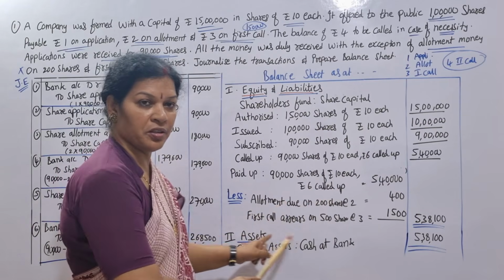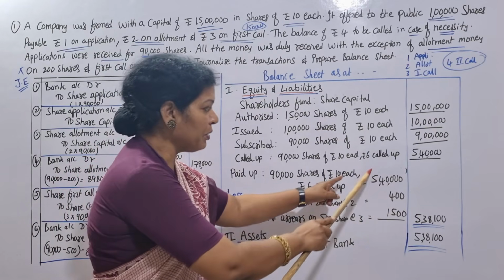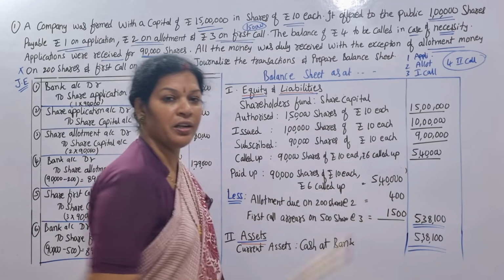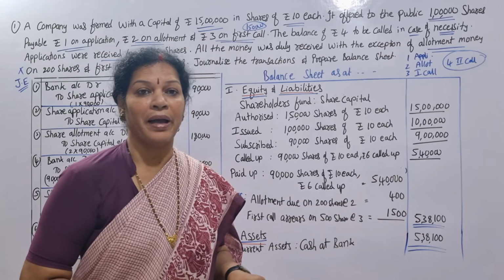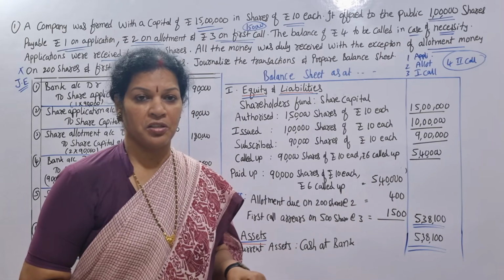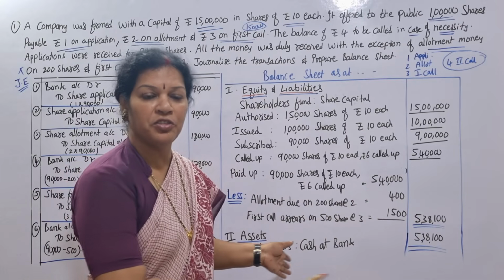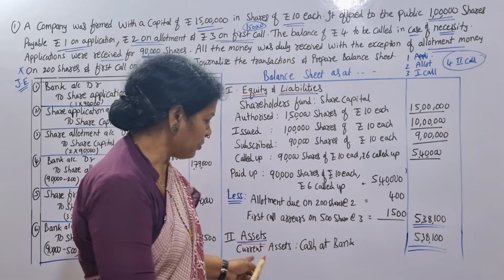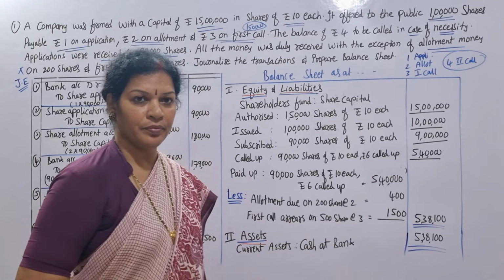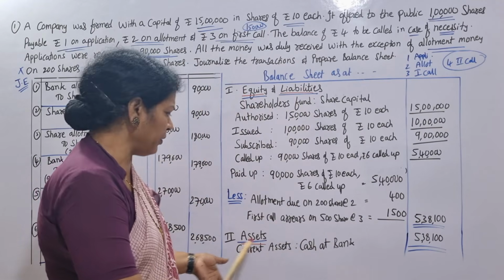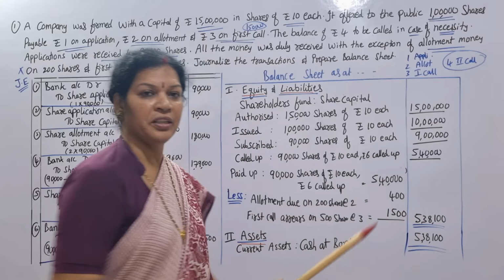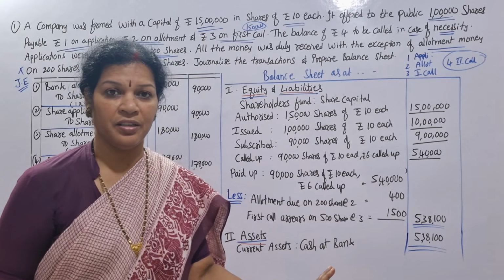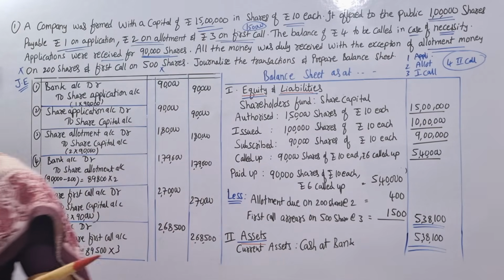You know how we got this. We have deducted it out of 5 lakh 40,000. Finally 5 lakh 38,100 is the final amount we received in the bank through the shares. When we receive it in the bank, the balance sheet asset side will show cash at bank. In vertical form, you simply keep assets, cash at bank, and write the same amount. Finished. Clear? Want to take a screenshot? Go ahead.